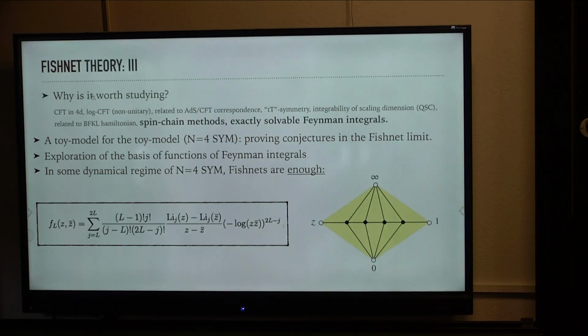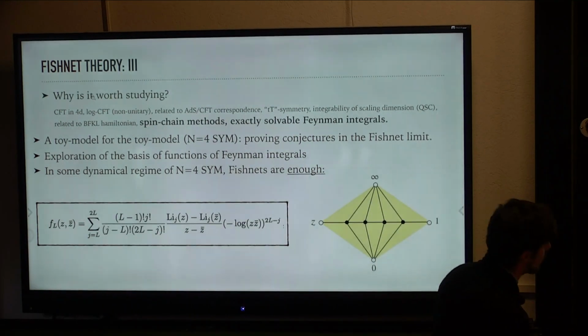Could you explain maybe the last point a bit more? What kind of dynamical regime do you have in mind?